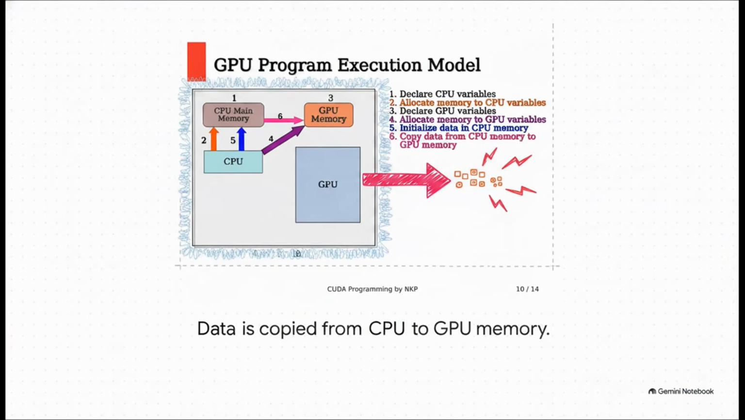At this stage, our data has been initialized in the CPU's main memory, but the GPU, it still can't see it. So a physical copy of that data has to be transferred across the system bus, moving all the way from the CPU main memory directly into the GPU memory. Now look, this is a computationally heavy operation, which is exactly why CUDA programmers bend over backward to minimize these transfers. But it's absolutely essential. You literally have to get the data into the worker's hands before they can do their job.